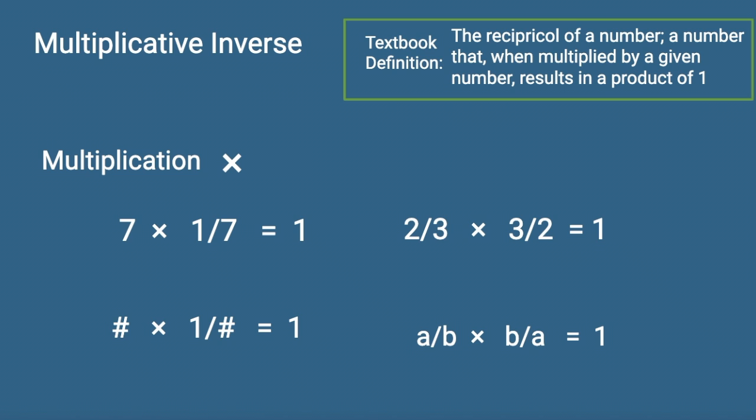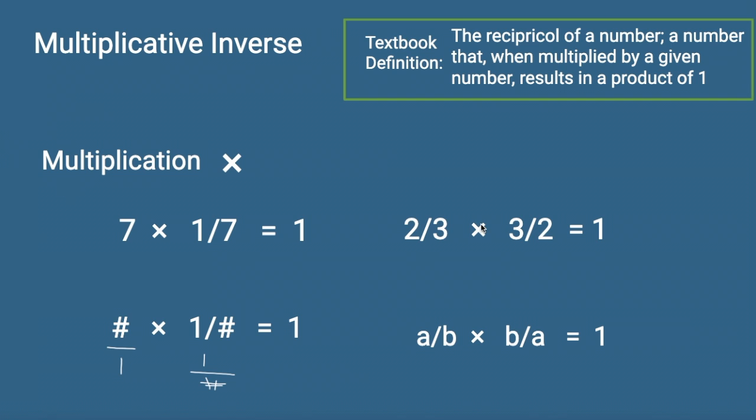So basically what we do, it might be a little bit confusing, but you have to remember that a number is already a number over 1. So what the reciprocal is in this case, you flip it over. So now it's going to be 1 over that number. And then you multiply them together and you get 1. That's going to be the multiplicative inverse.